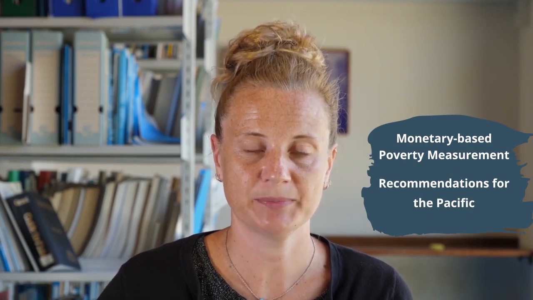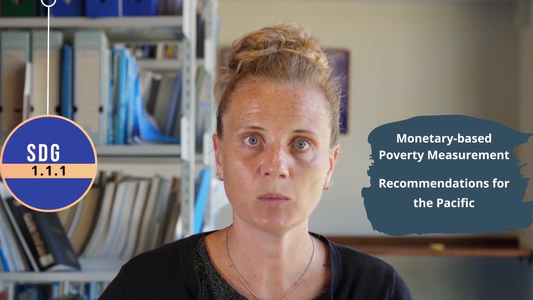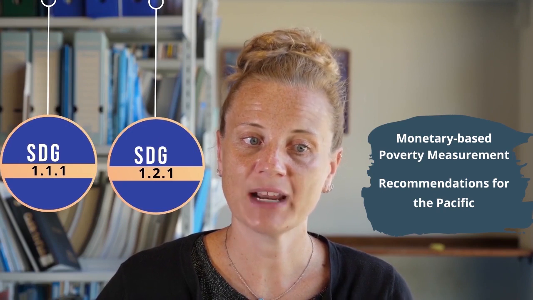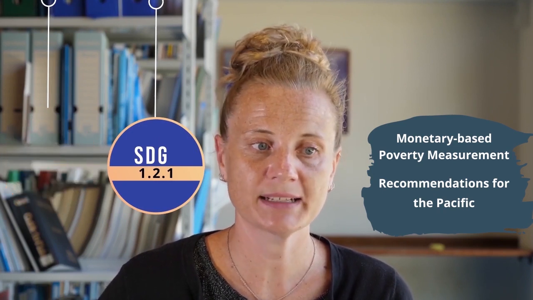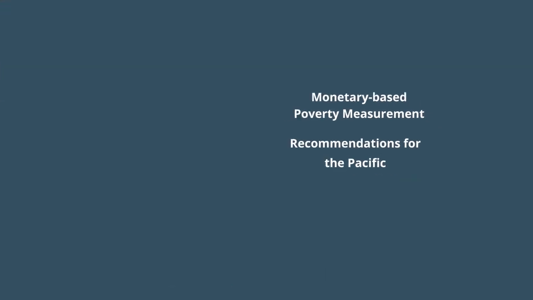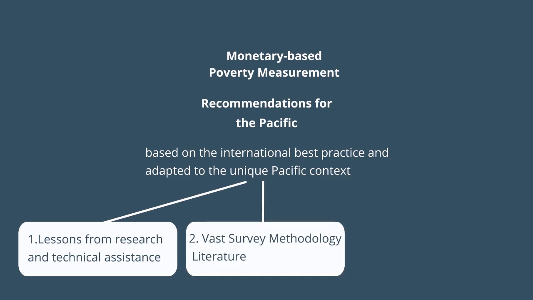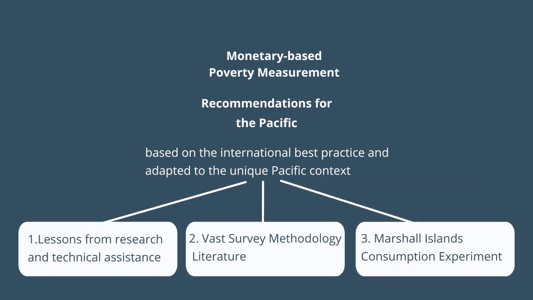The objective of this presentation is to explain the rationale for monetary poverty measurement, which is Sustainable Development Goal 1.1.1 and Sustainable Development Goal 1.2.1, and lay out a set of draft recommendations that adapt international best practice to the unique Pacific context. The content of this presentation draws from decades of research and technical assistance that the World Bank has offered to countries around the world, including the Pacific, the vast survey methodology literature, as well as results from a consumption experiment that we did in the Republic of the Marshall Islands and which was presented at the May 2019 Pacific Statistics Methods Board meeting in Auckland.